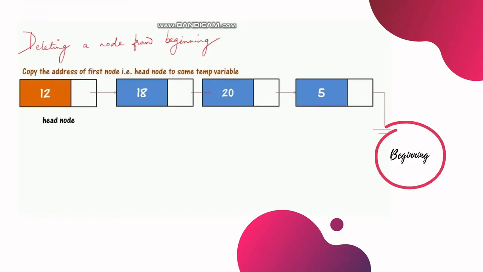For deleting a node from beginning, the first step is that we need to copy the address of the first node, that is the head node, to some temporary variable.